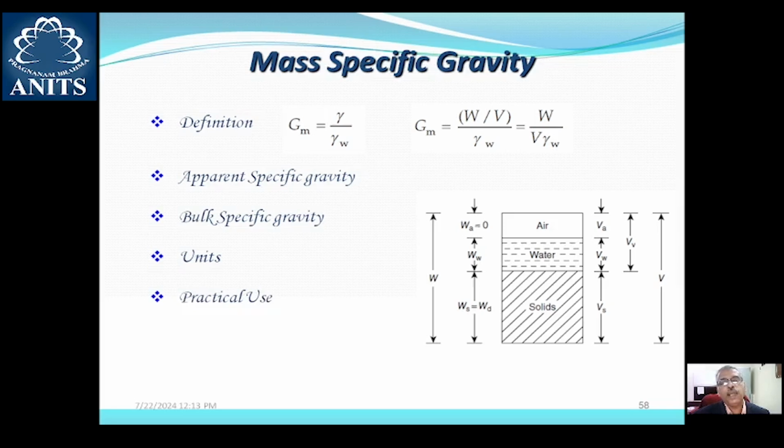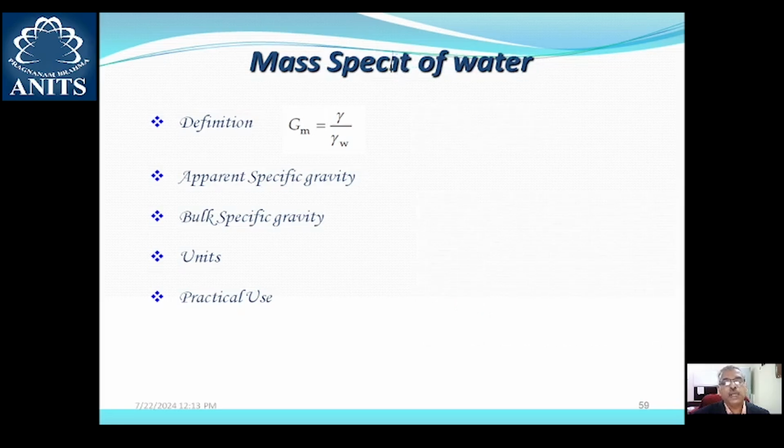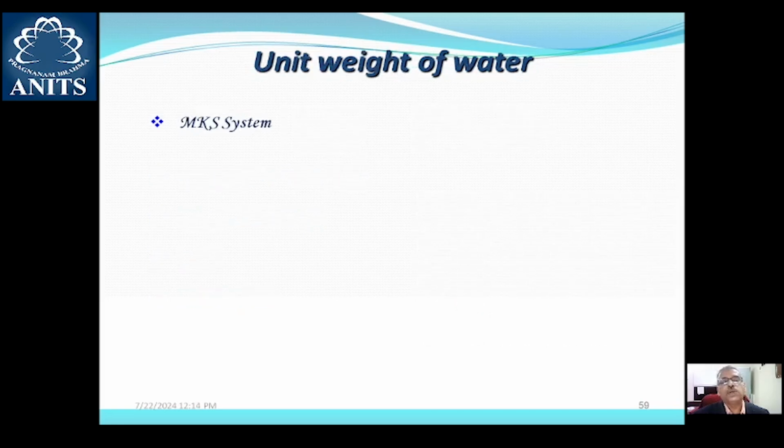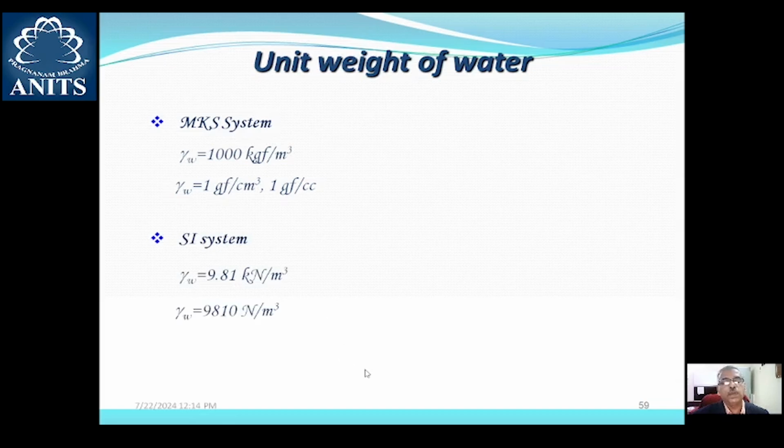Applications of mass specific gravity are specifically in shrinkage limit calculations. We will be seeing its use. We have referred to it earlier. The unit weight of water is very important. In the MKS system, the unit weight of water gamma W is 1000 kgf per meter cube, or 1 gram force per cm cube, also referred to as 1 gram force per cc. In the SI system, the gamma W value is equal to 9.81 kilonewton per meter cube, or 9810 newtons per meter cube.